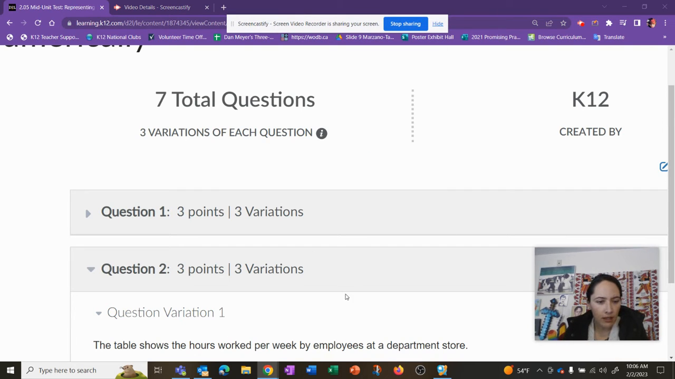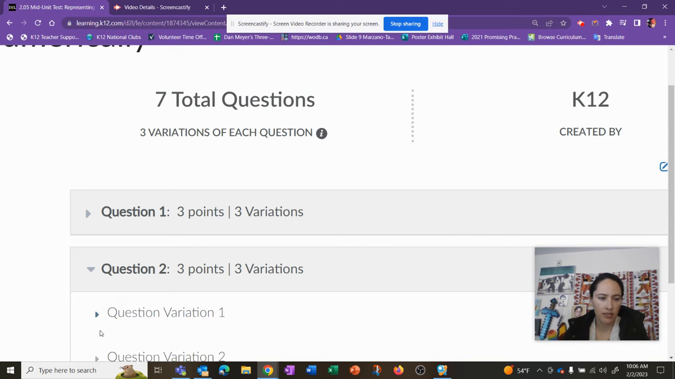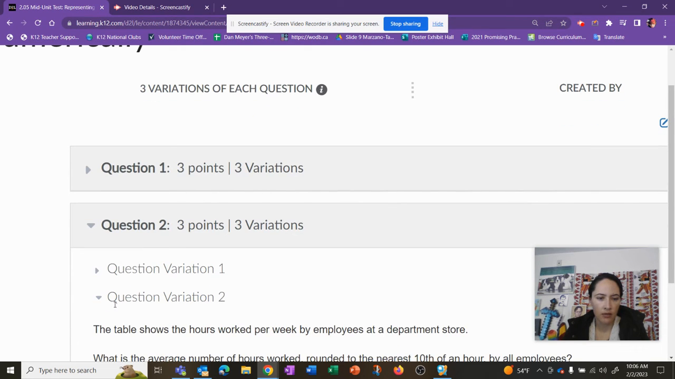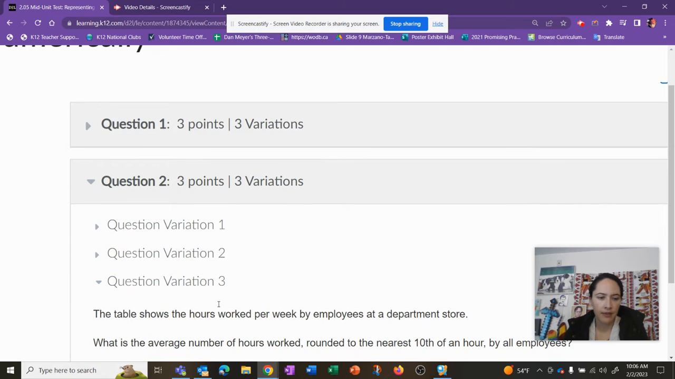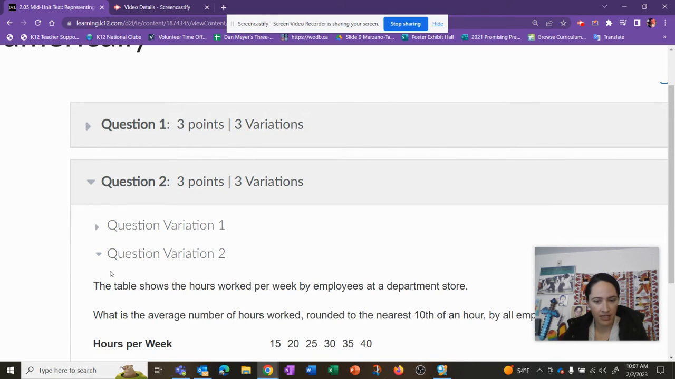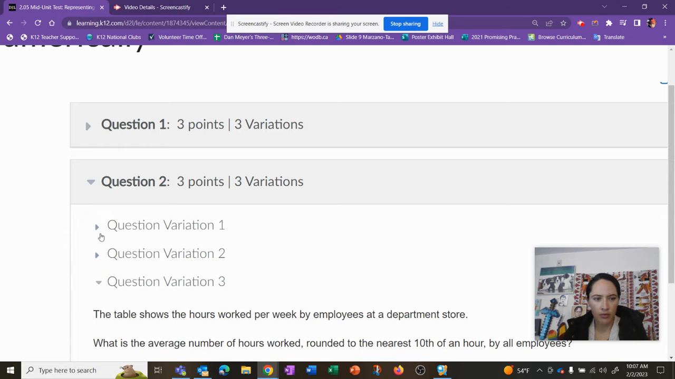The table shows the hours worked per week by employees at a department store. What is the average number of hours worked, to the nearest tenth, by all employees?